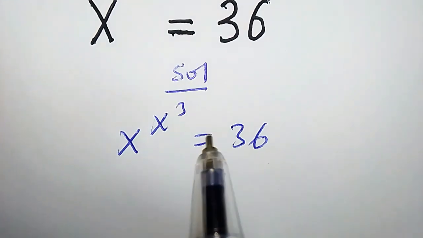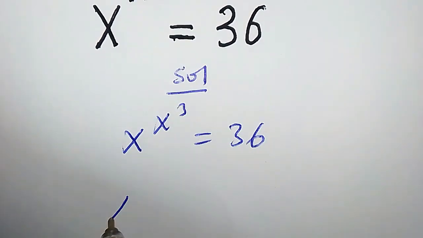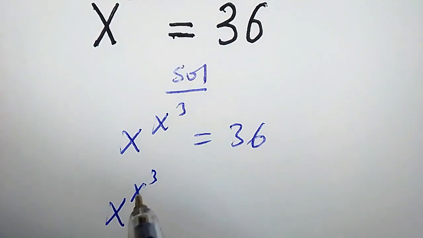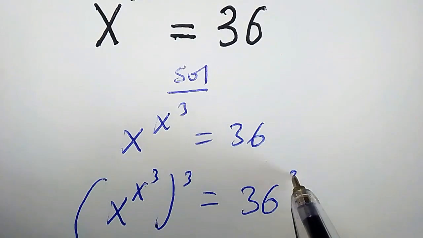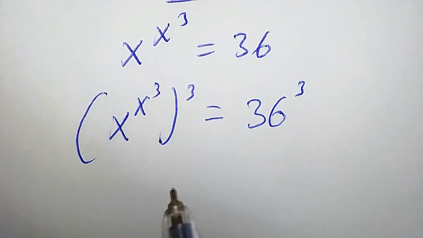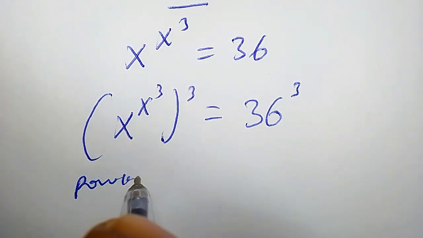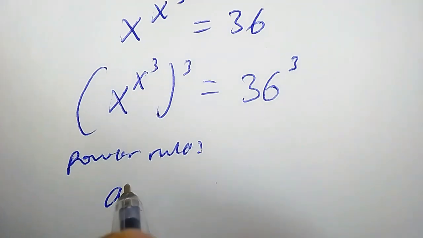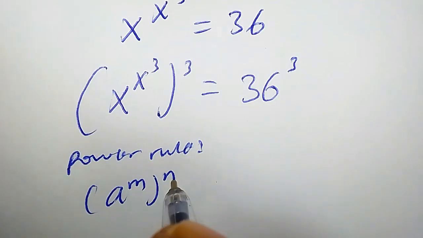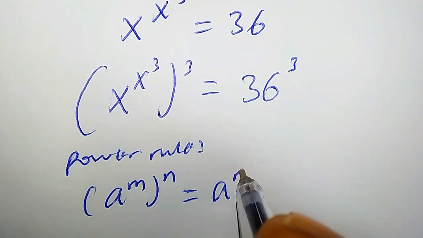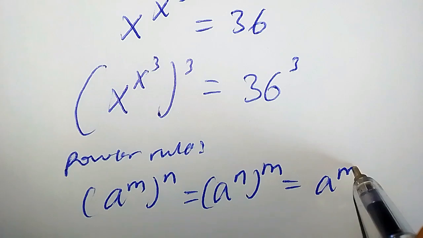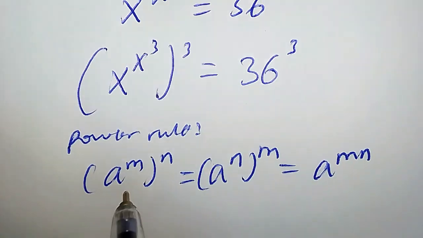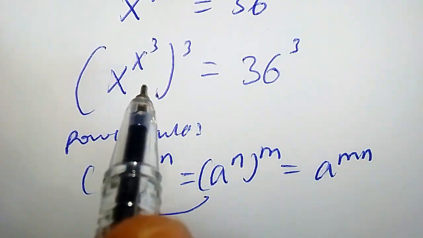Let's raise both sides to the power of 3. So we're going to have x to the power of x cubed, all raised to the power of 3, equal to 36 to the power of 3. Now, let us recall the power rule. It says a to the power of m times n is equal to a to the power of n times m, which is also the same thing as a to the power of mn. So we are going to apply this property to this left hand side.